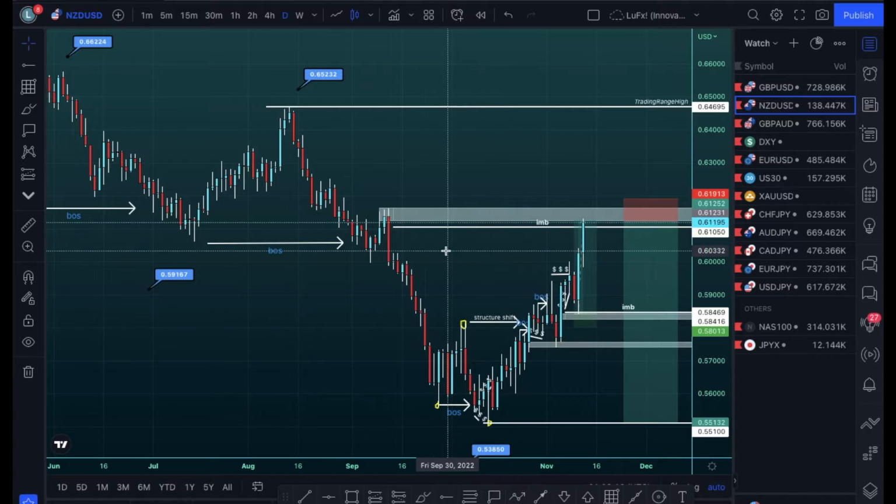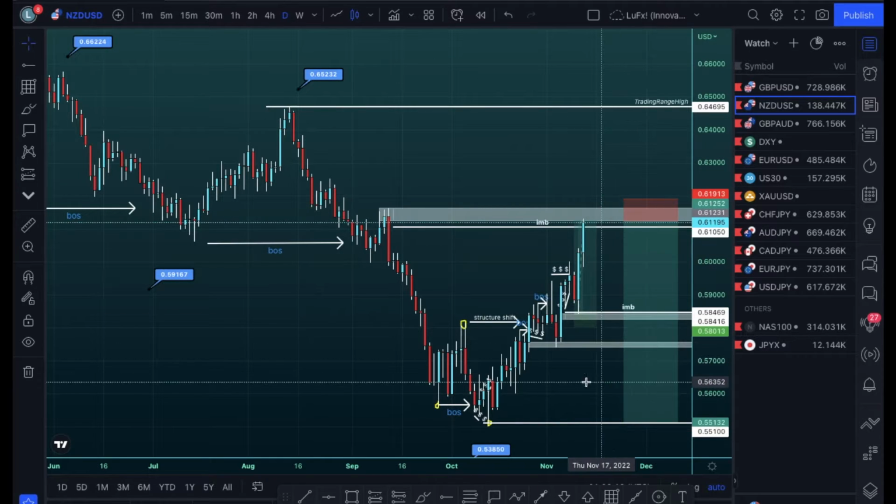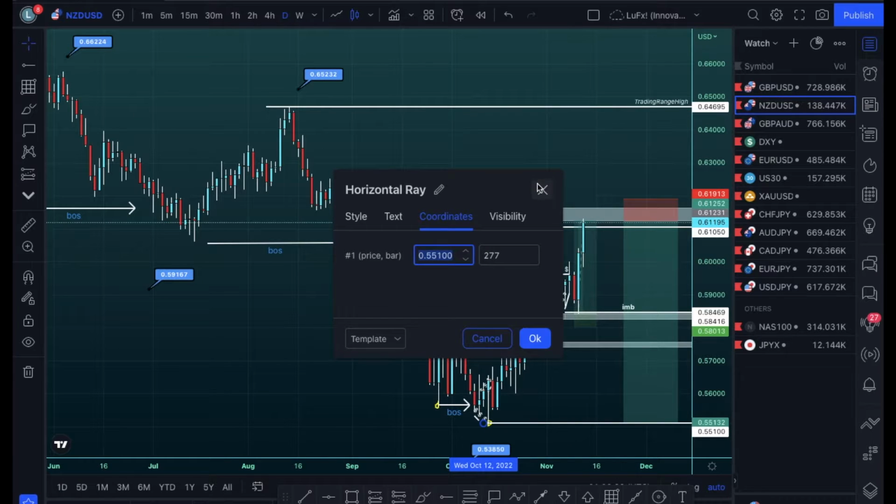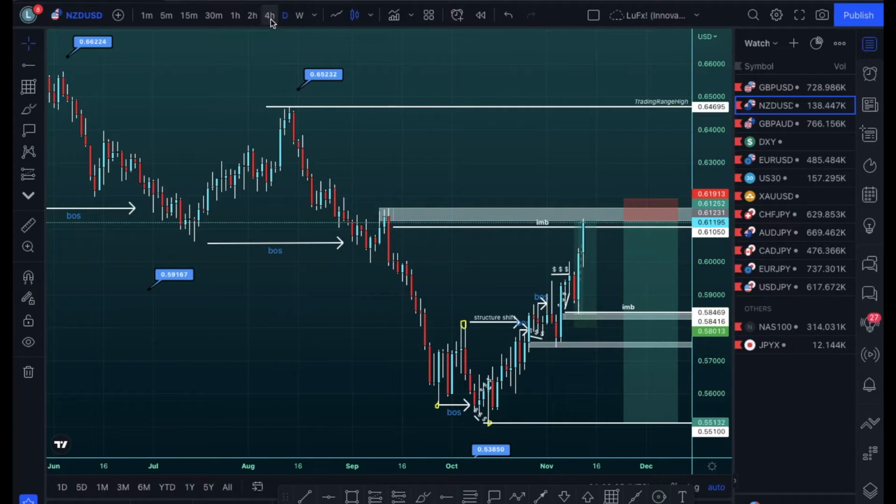But for now, I'm looking for sells in this area to continue back down to this low, because this low right here is the liquidity point right now for this range that we're in.